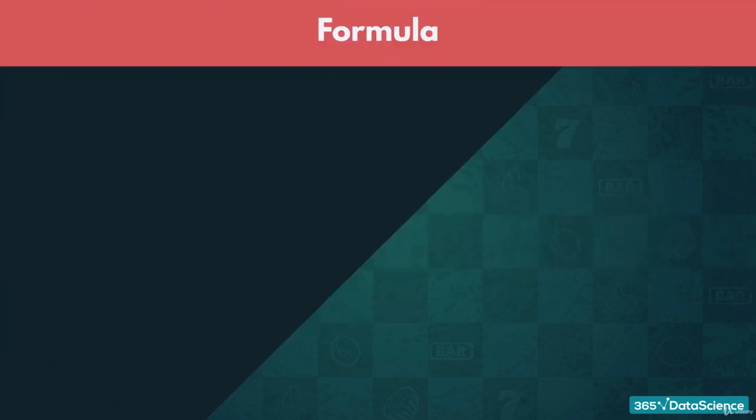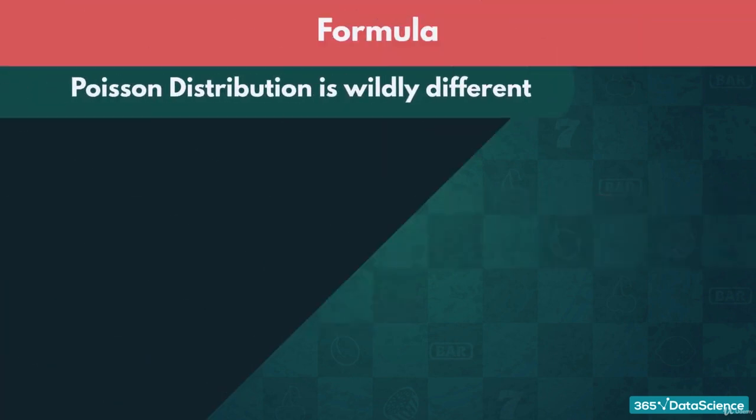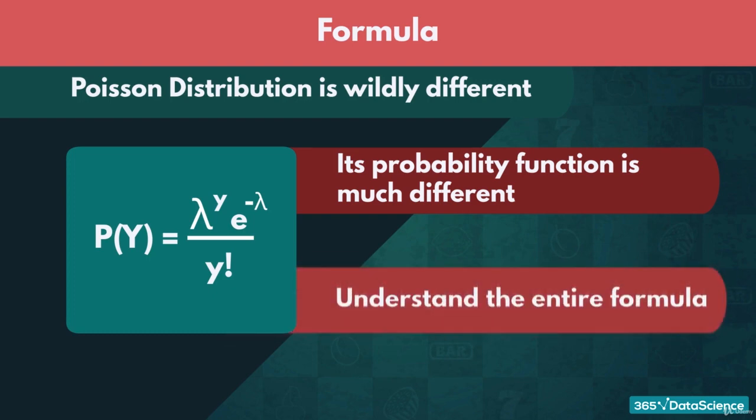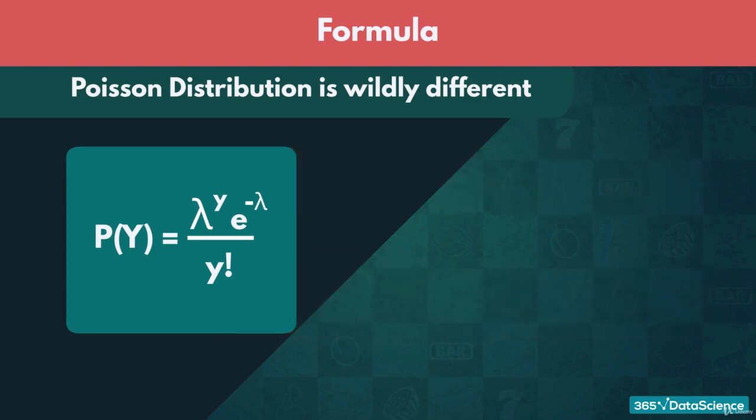All right. As you already saw, the Poisson distribution is wildly different from any other we have gone over so far. It comes without much surprise that its probability function is far different from anything we have examined so far. The formula looks as follows. P of y equals lambda to the power of y times the Euler's number to the power of negative lambda over y factorial. Before we plug in the values for our course creation example, we need to make sure that you understand the entire formula. Let's refresh your knowledge of the various parts of the formula.